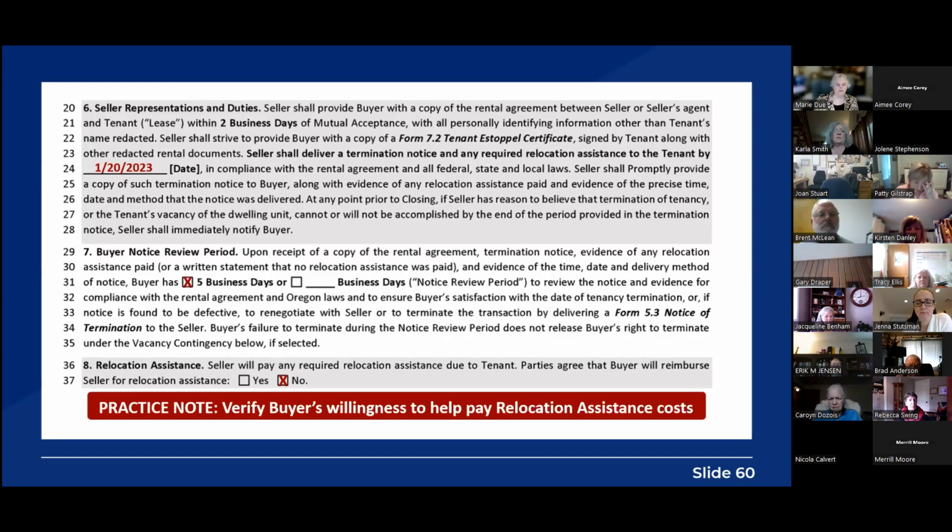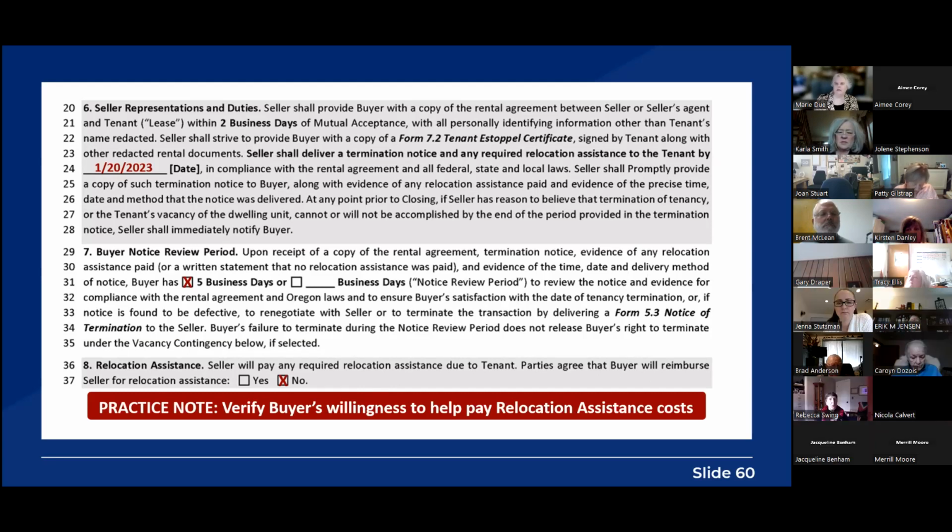And then verify the buyer's willingness to help pay relocation assistance. We've written this in here because in some cities, I know Portland had something that required relocation assistance. It may or may not need to be required. That is one thing that I believe we will see in this year's legislation, so pay attention to this.